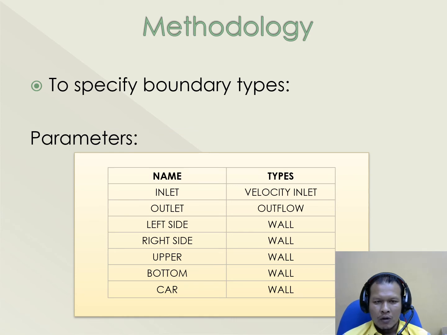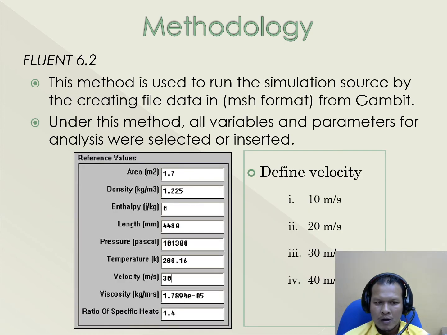Then the parameters for the wind tunnel were set as shown in the table. To specify the boundary types, we set the parameters for Fluent: the inlet as velocity inlet, the outlet as outflow, the left side wall, right side wall, upper side wall, bottom wall, and the car as walls. These parameters were set using Gambit. After that, we import the file into Fluent.